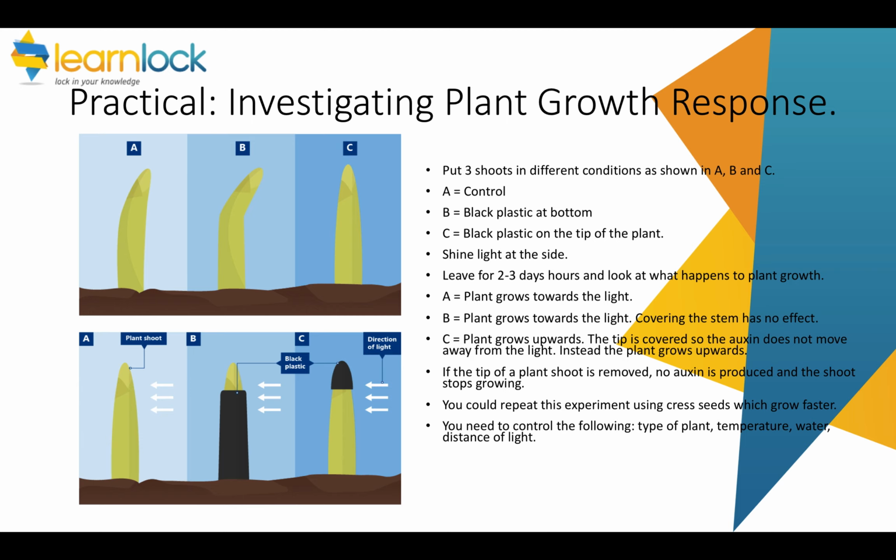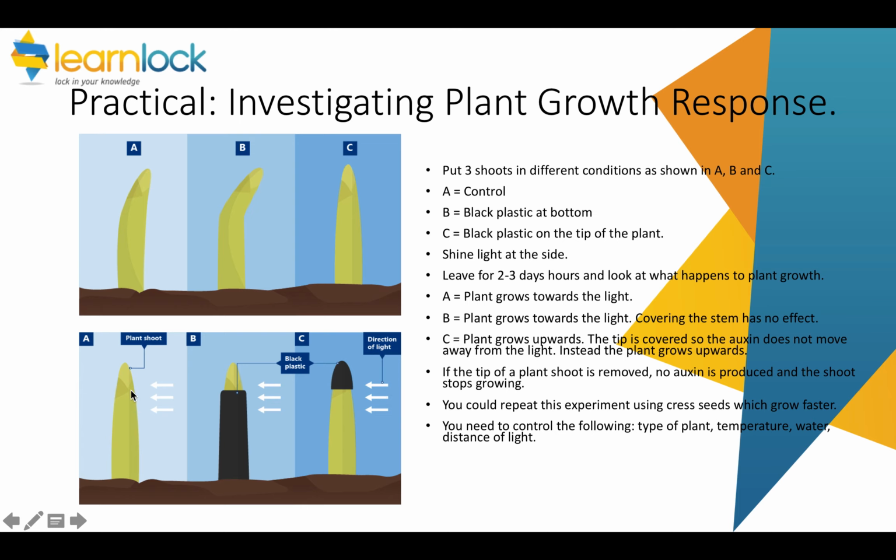A practical you can do is to investigate plant growth response. So you would have 3 plants, as shown here, A, B and C, and shine light on from the right. So A would be the control, and then B you put black plastic at the bottom of the shoot, and C black plastic at the top. And then you'd shine the light as shown on the side. You leave for a few days and look what happens.